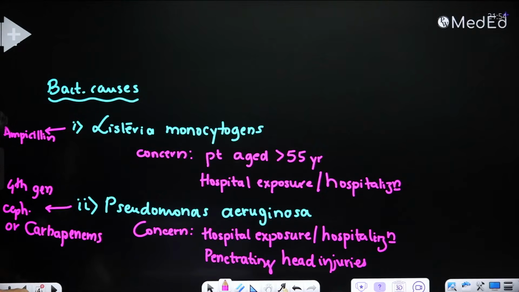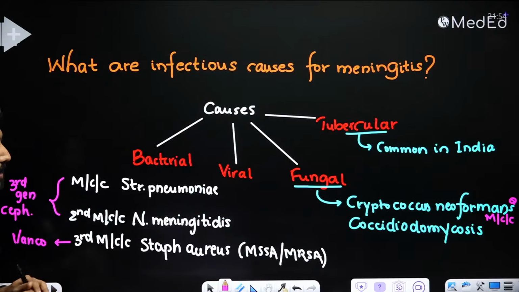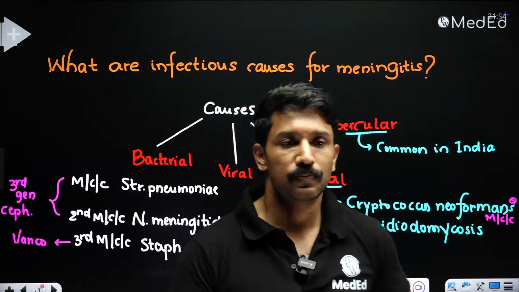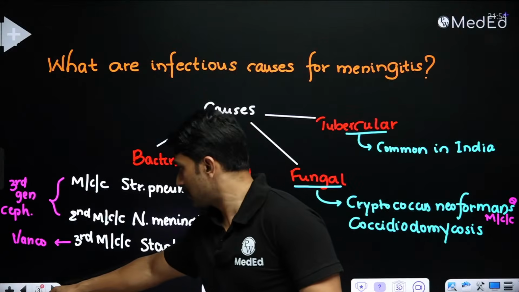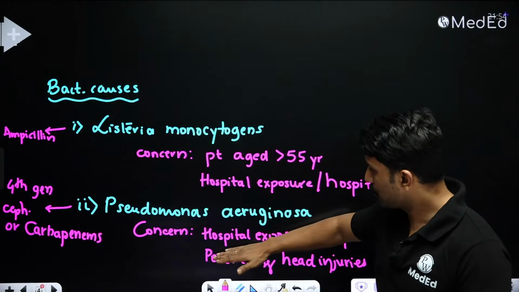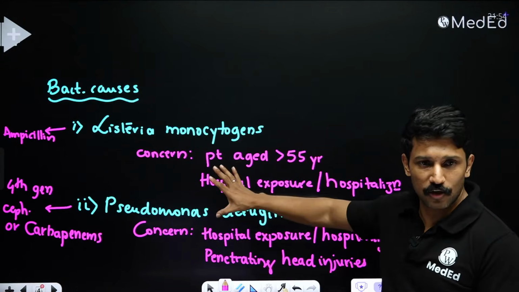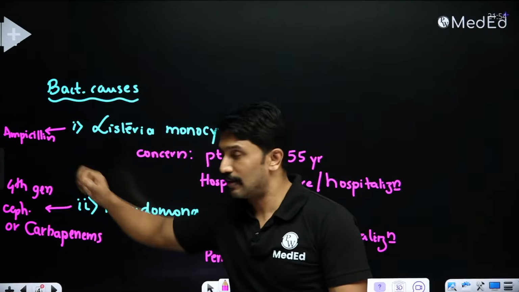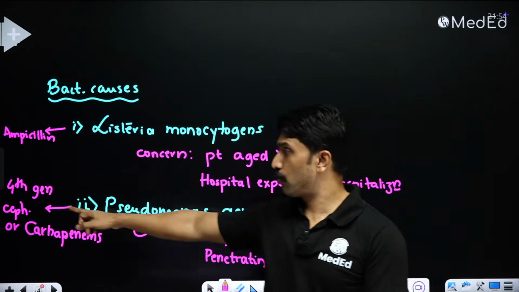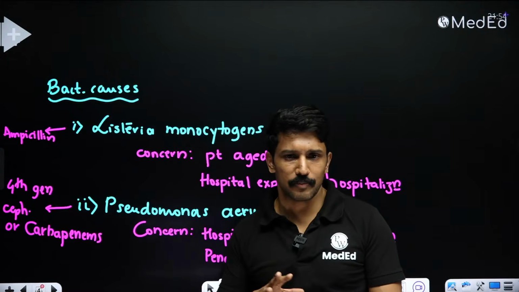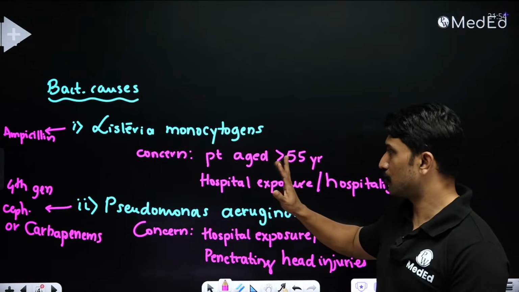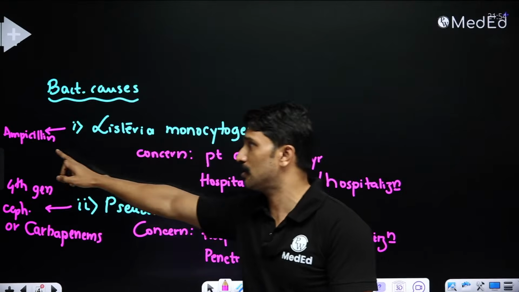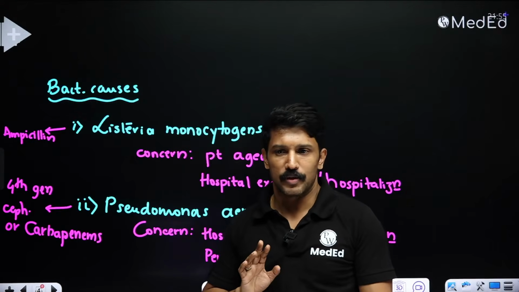So now tell me, if I get a patient with meningitis and I need to start empirical antibiotics, what information do I want to know? Whether this patient had any exposure to hospital. If there is hospital exposure, definitely I need to cover these two organisms. In that case, I need ampicillin. I might need a fourth generation cephalosporin, right? At the same time, I should also know the age of the person. If it is elderly, I definitely need to cover Listeria monocytogenes. I need to add ampicillin, right?